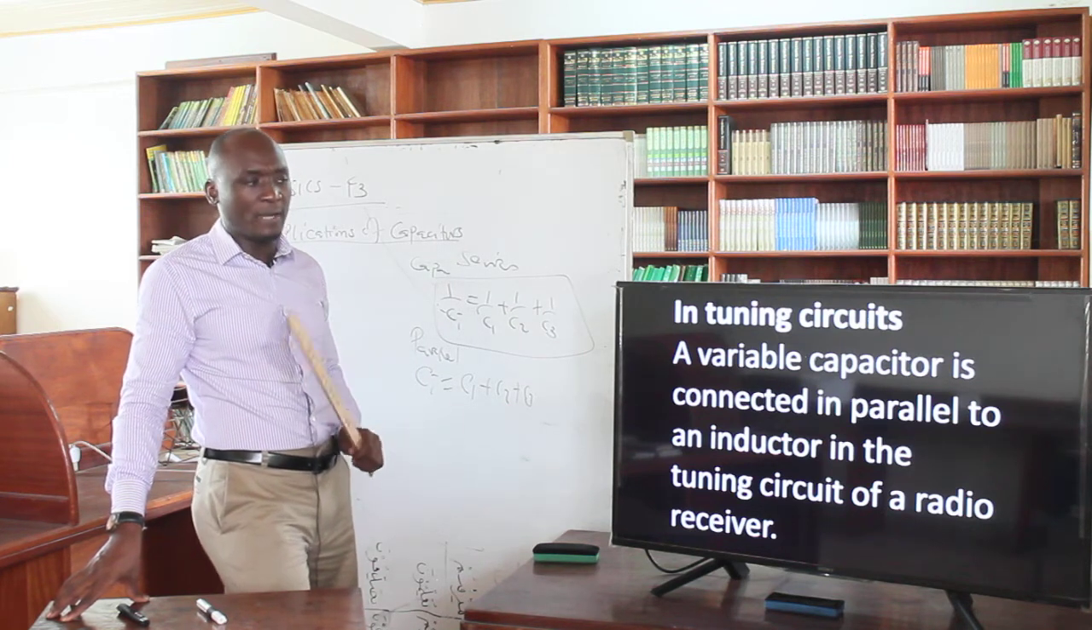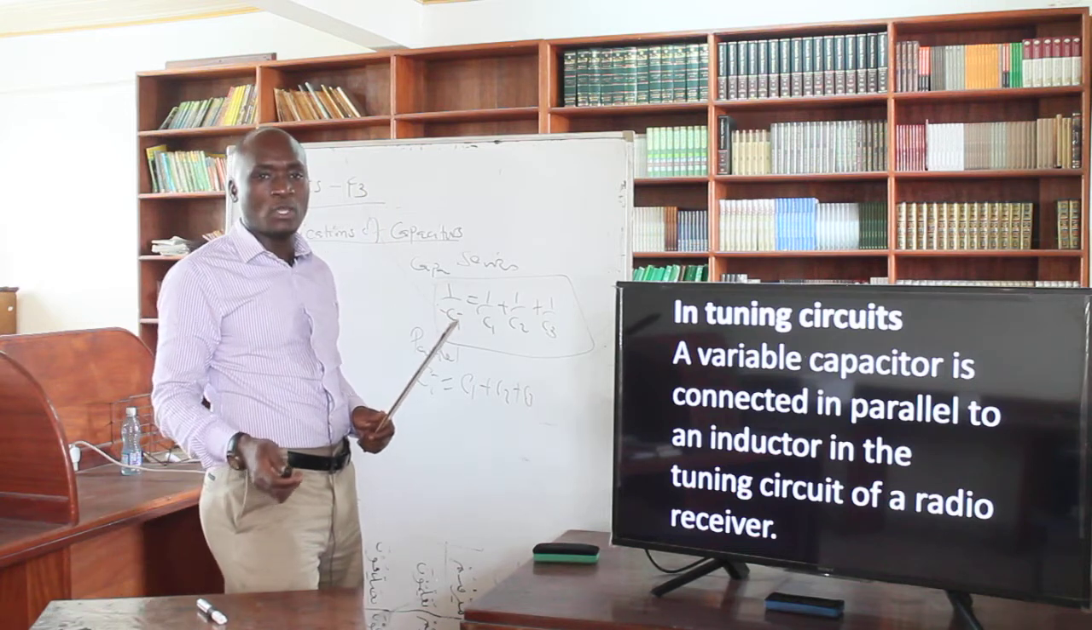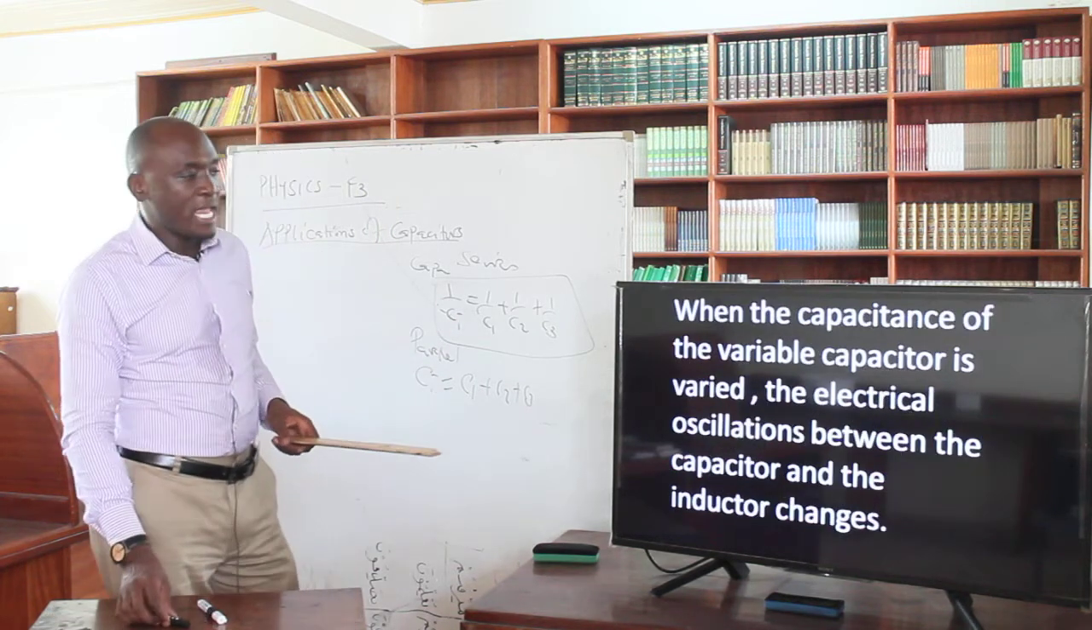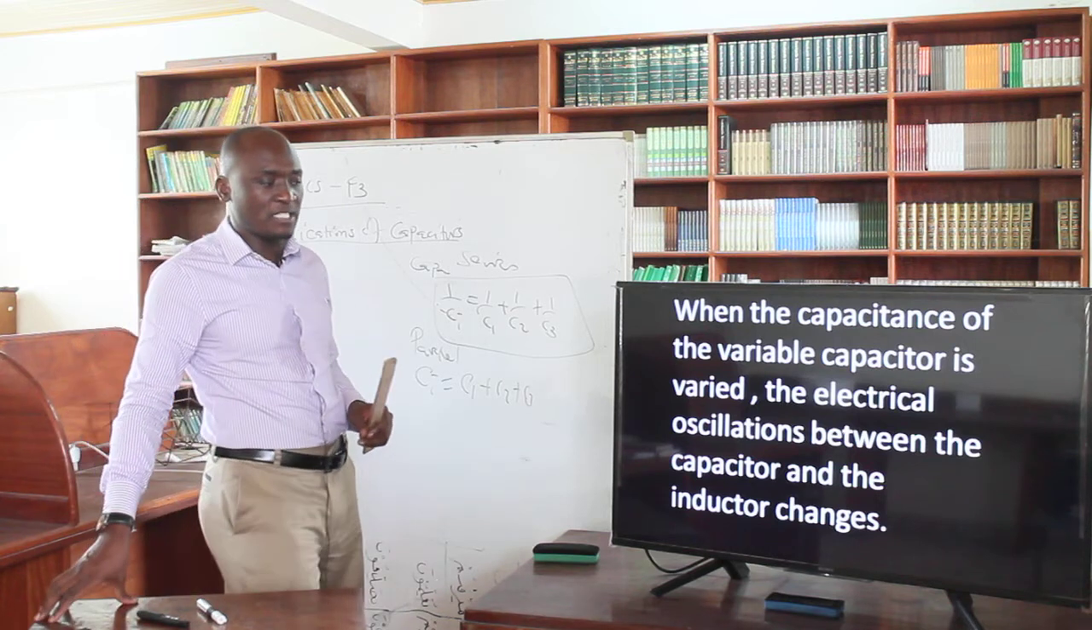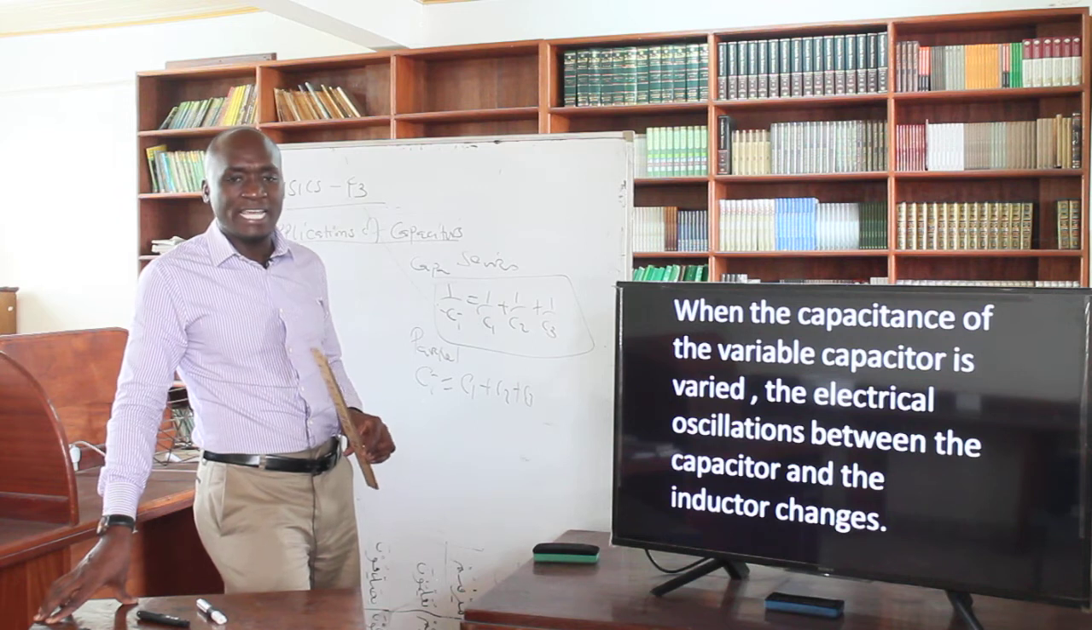That one can only happen in what we call a tuning circuit, and that one is an application of what we are talking about, a capacitor. Now, when the capacitance of a variable capacitor is varied, the electrical oscillations between the capacitor and the inductor change.